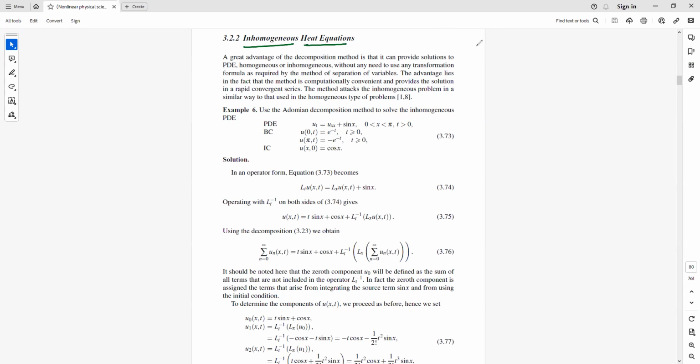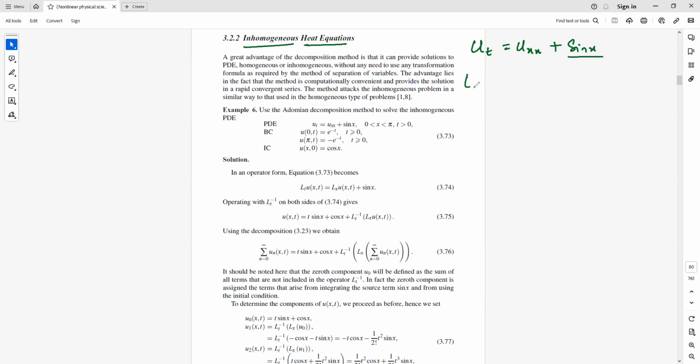In today's class, we are going to solve the inhomogeneous heat equation using the method of Adomian decomposition. We are given the equation u_t equals u_xx plus sine of x. As we can see, there is a source term, therefore it's an inhomogeneous problem. We can approach this problem in two ways: either we can use the t direction or the x direction.